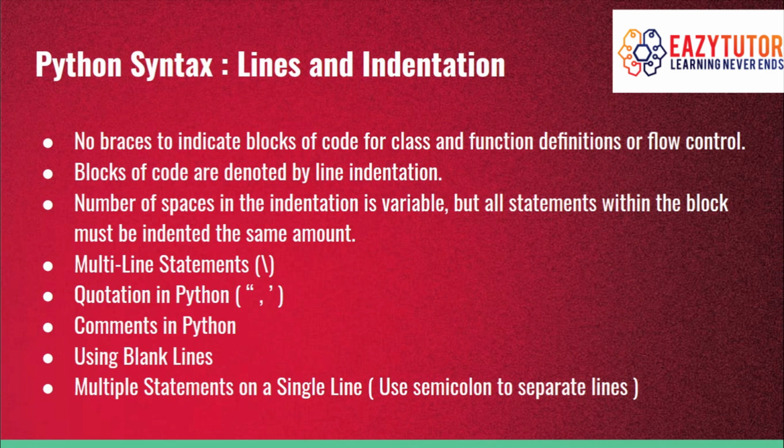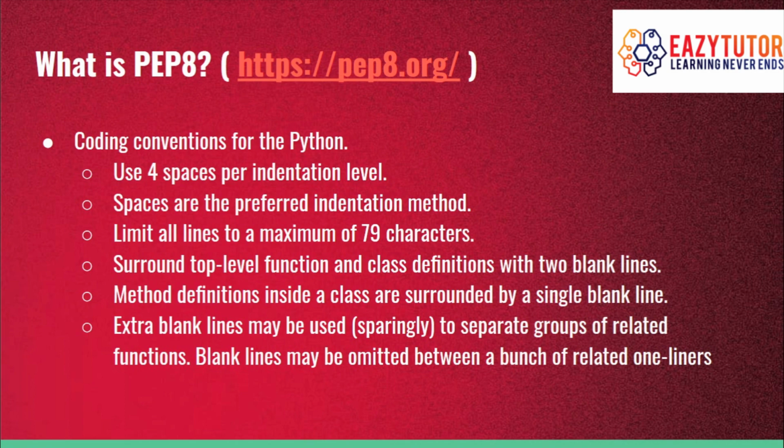If you have multi-line statements, you can separate them with a backslash, and quotations we use for strings, and comments in Python start with a hash. If you start any line with a hash, the Python interpreter will simply ignore that line. Using blank lines, we have some rules for how many blank lines we should use in our script. In the later slides we will see about the standards we follow. These are the standard conventions for Python development. We call that the PEP 8 standard. You can visit that page to know more about it.